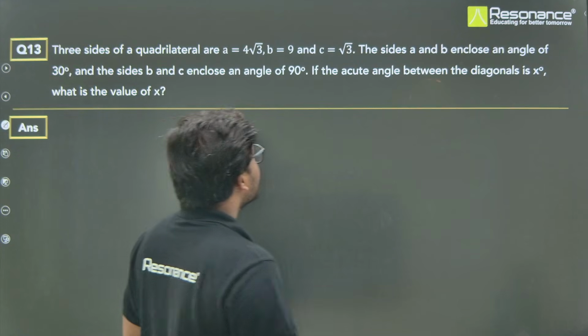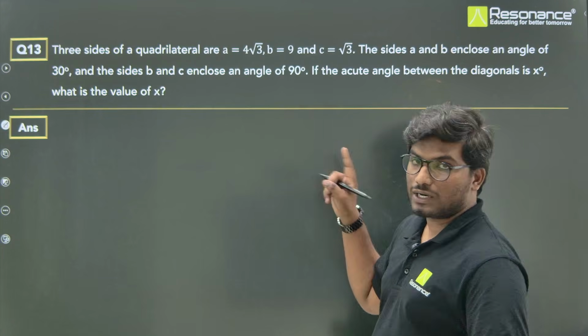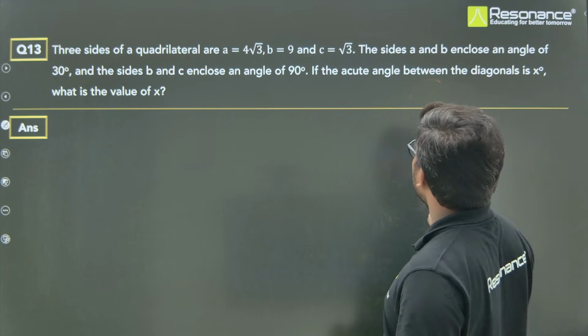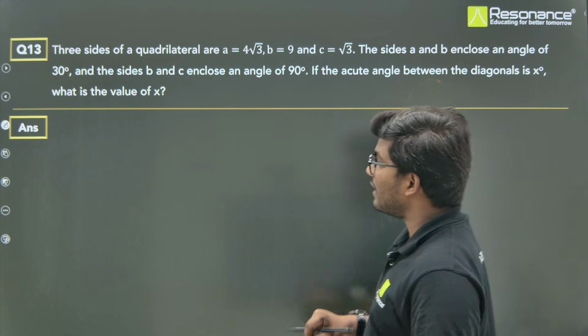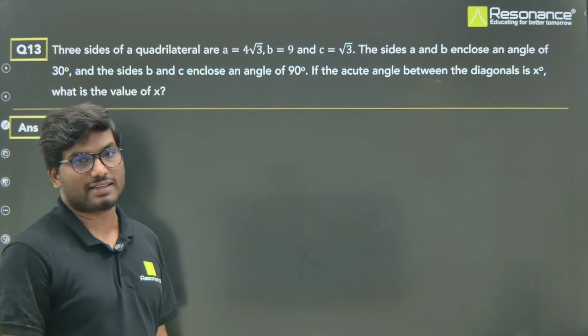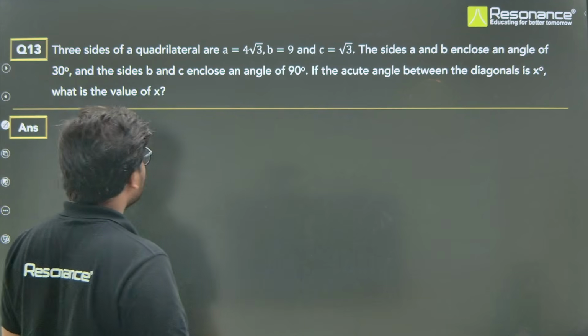Going to the next question, the question says three sides of a quadrilateral are A equal to 4 root 3, B equal to 9 and C equal to root 3. The sides A and B enclose an angle of 30 degrees and the sides B and C enclose an angle of 90 degrees. If the acute angle between the diagonals is x degrees, what is the value of x?